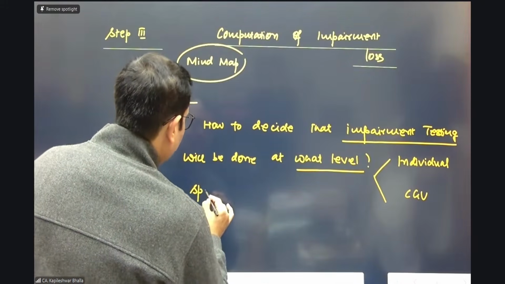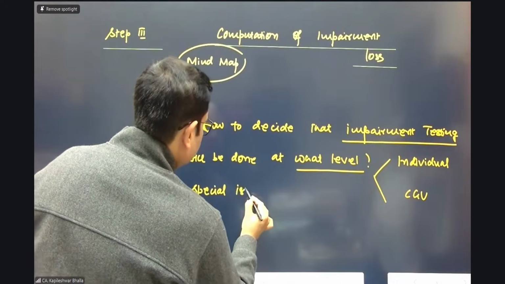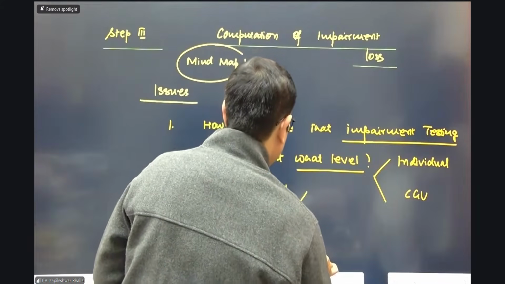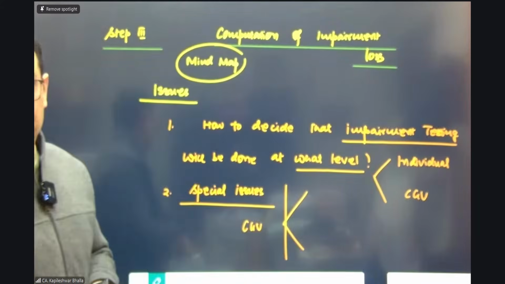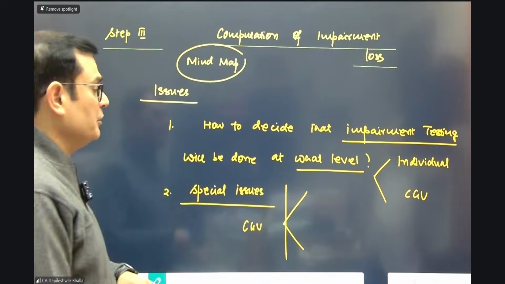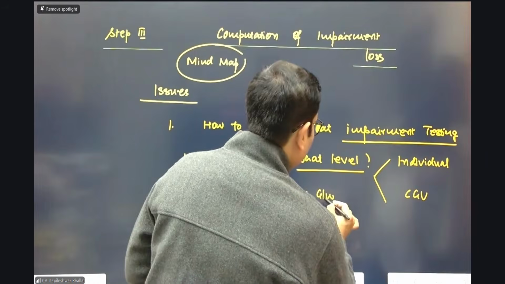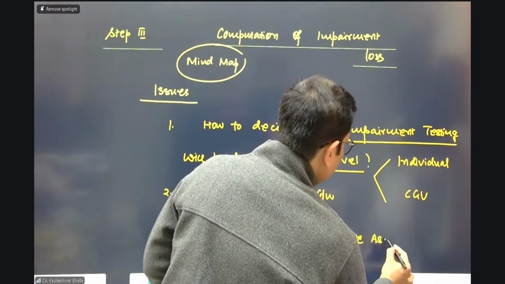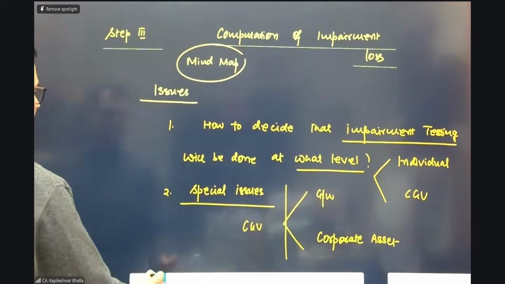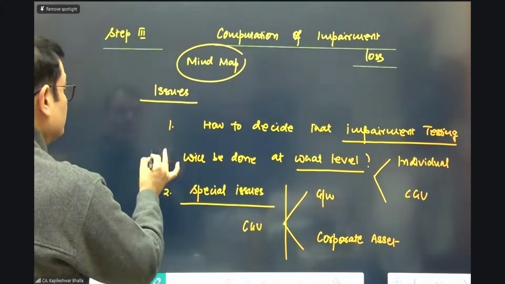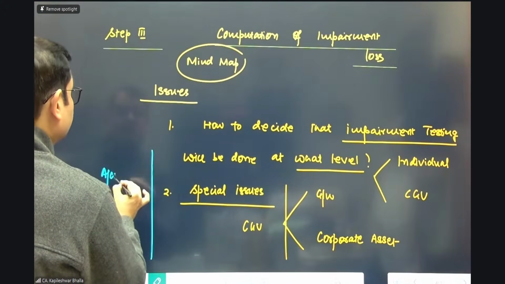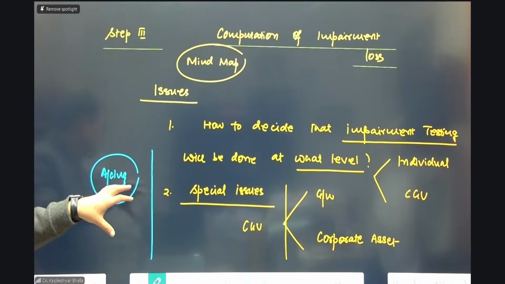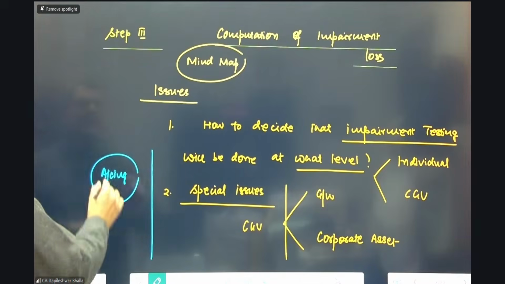The second is the special issues which will crop up, and that is with reference to CGU. If you're doing an impairment testing in terms of a CGU, you need to consider how you will treat goodwill and how you will treat the corporate assets. So our focus in this entire step is going to be on the accounting. We want to see the accounting of the impairment loss, the computation and the accounting, I would say.